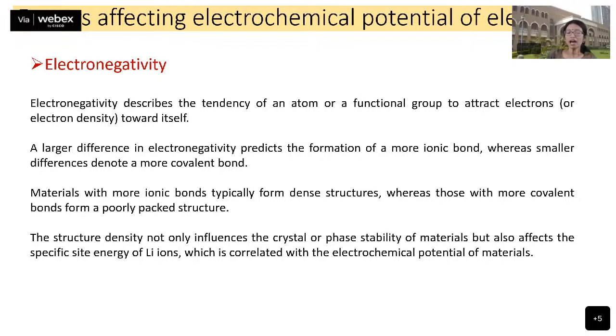So materials with ionic bonds generally form much denser structures compared to what we get in case of covalent bonds. This structural density, you have to remember, influences the crystal or phase stability of materials, and it also affects the specific site energy of the lithium ions. And this can be correlated to the electrochemical potential of the materials. So electronegativity is one very important factor which you have to consider when you are taking into account how you can improve the electrochemical potential of your electrodes.